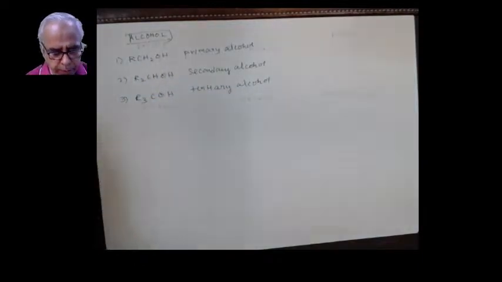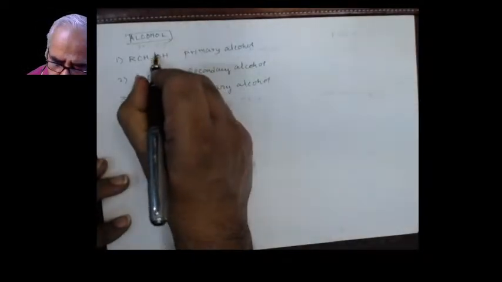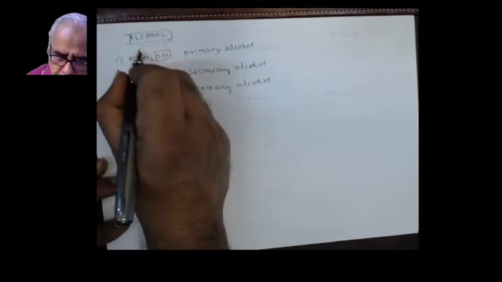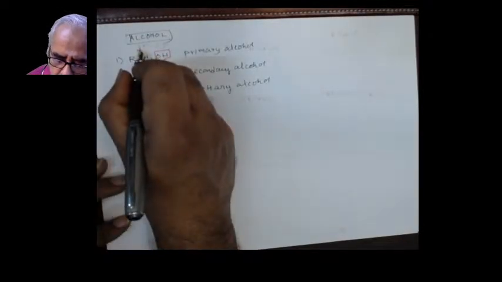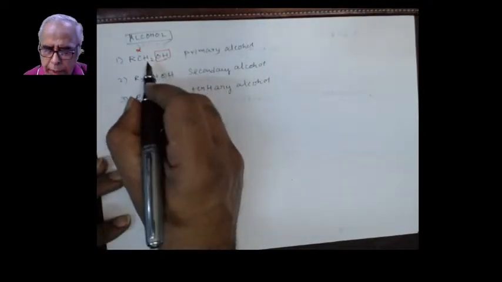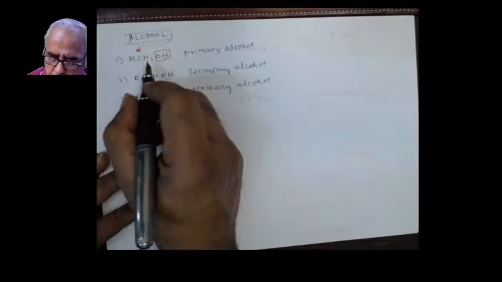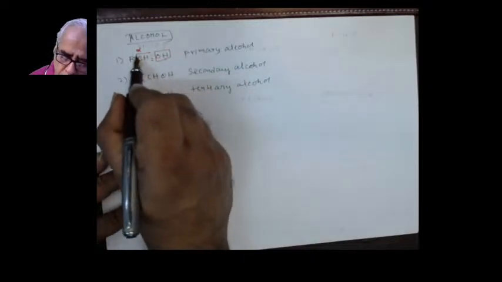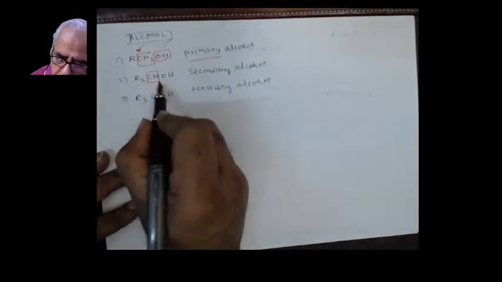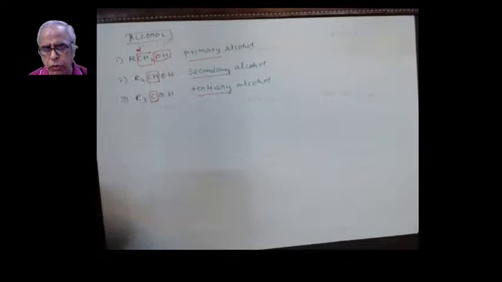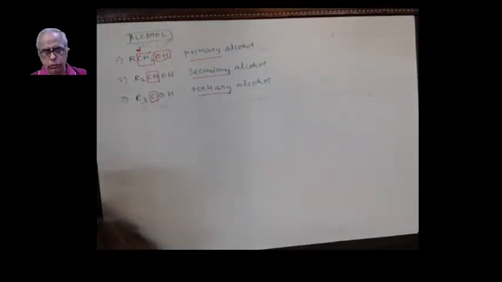RCH2OH you can find here. This is the functional group. The OH group is the functional group for alcohol. And the carbon attached directly to the functional group is called the alpha carbon atom. And the hydrogen atom associated with the alpha carbon atom is called alpha hydrogen. So this alpha carbon atom has 2 hydrogens in the case of primary, 1 hydrogen in the case of secondary, and no hydrogen in the case of tertiary. So in this way you should be able to identify the type of alcohol. Do you understand?